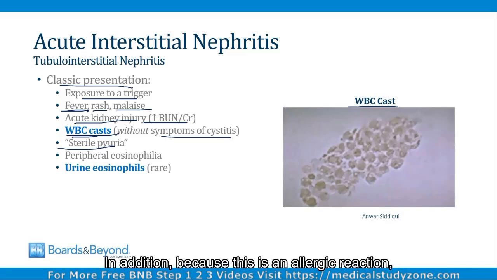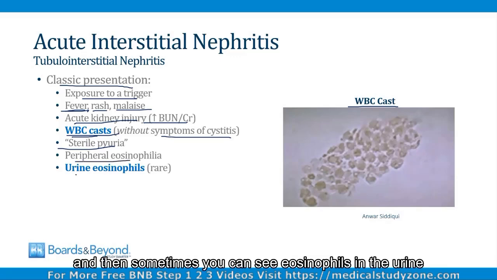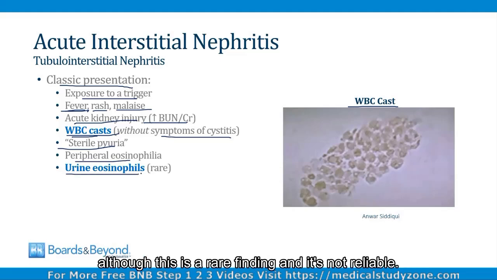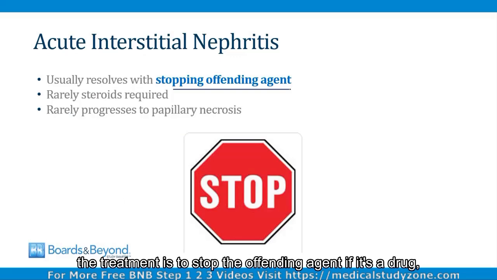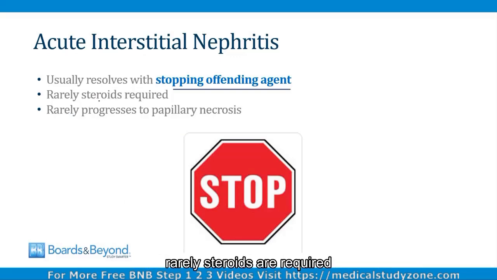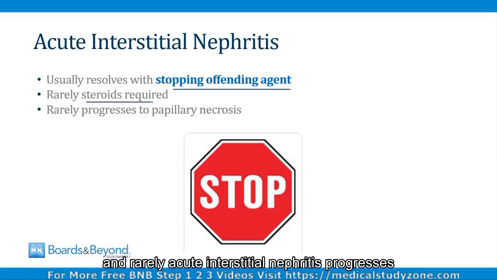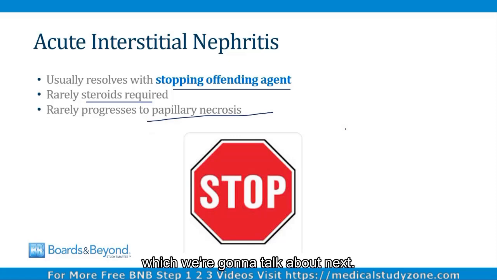In addition, because this is an allergic reaction, you can see peripheral eosinophilia, and then sometimes you can see eosinophils in the urine, although this is a rare finding and it's not reliable. As I said before, the treatment is to stop the offending agent if it's a drug. Rarely steroids are required, and rarely acute interstitial nephritis progresses to become papillary necrosis, which we're going to talk about next.